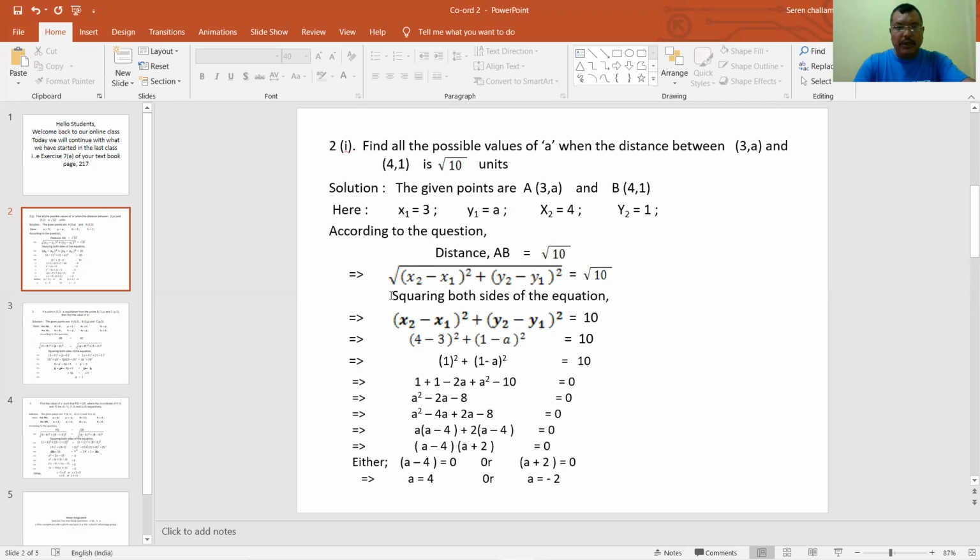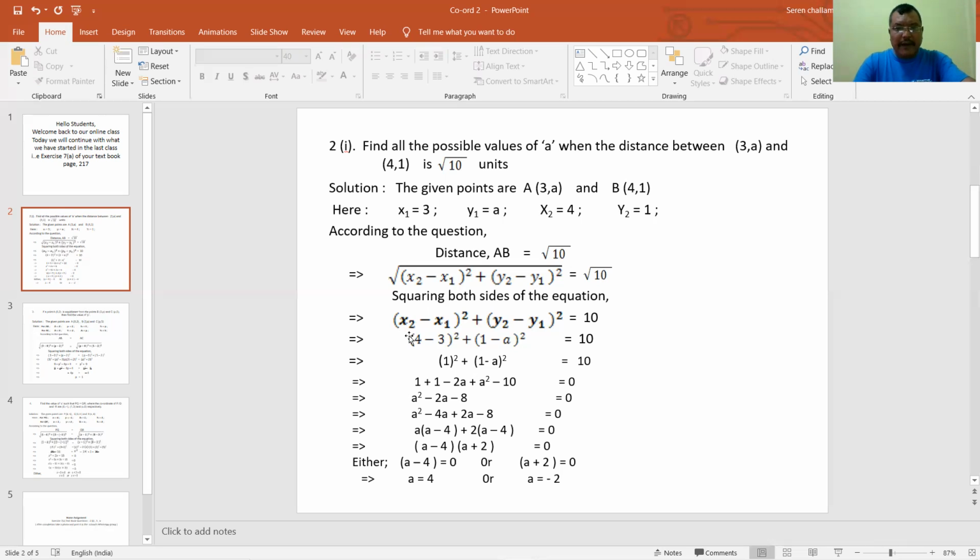Now for the distance AB, we use the distance formula, that is square root of (x2 minus x1) whole square plus (y2 minus y1) whole square. It is equal to square root of 10, as given in the question. Now squaring both sides of the equation, the square root signs get cancelled. So we are left with whatever is inside the square root, that is (x2 minus x1) whole square plus (y2 minus y1) whole square, and here we are left with 10.